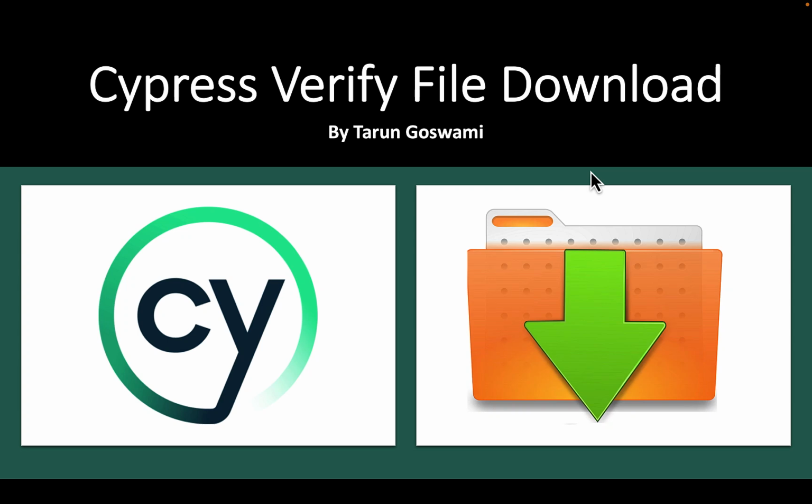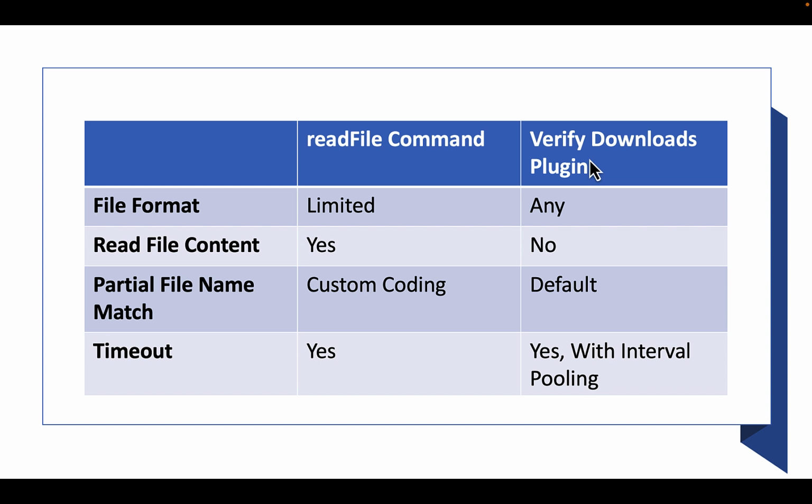Hello everyone, in our previous video we got to know how a file is downloaded in Cypress. In this video let's see how we can verify a downloaded file. In Cypress you can verify whether the file is downloaded in two ways. You can use the Cypress readFile command, or another technique is using the verify download plugin. readFile is the recommended way and it supports most file formats and allows you to read the file content.